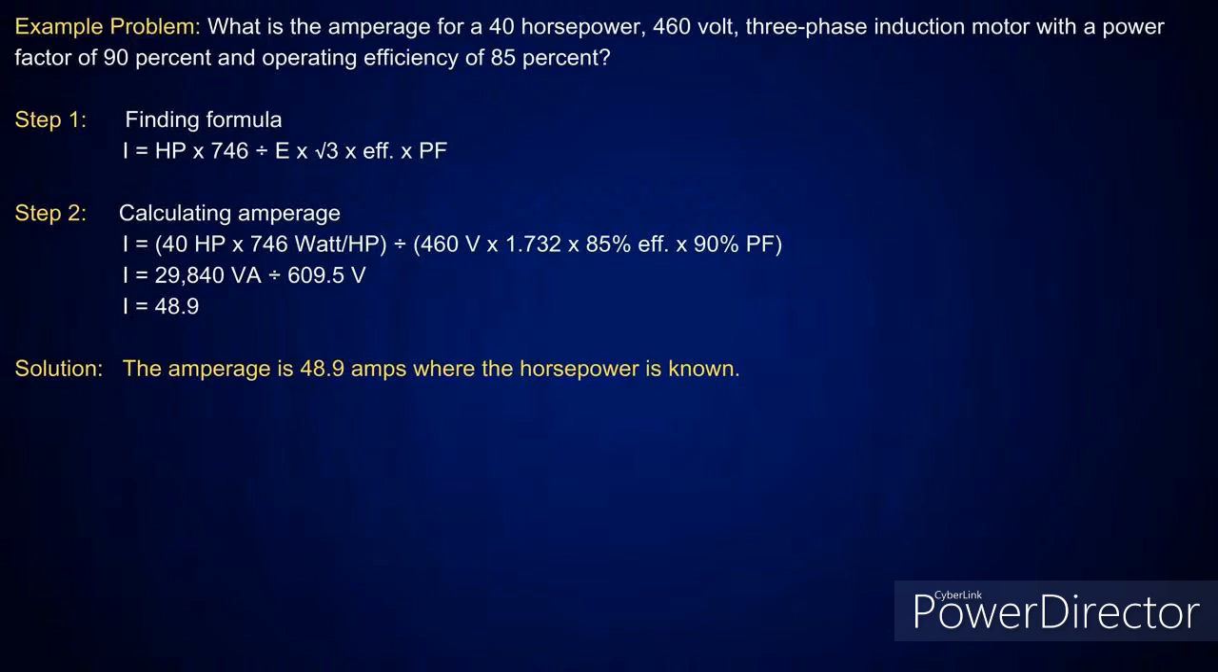Like here, we know the horsepower's known. So we got 40 horsepower here. It's 460 volts. It's a three-phase induction motor. And then look, they're telling you I've got a power factor of 90%, and then I have an operating efficiency of 85%.